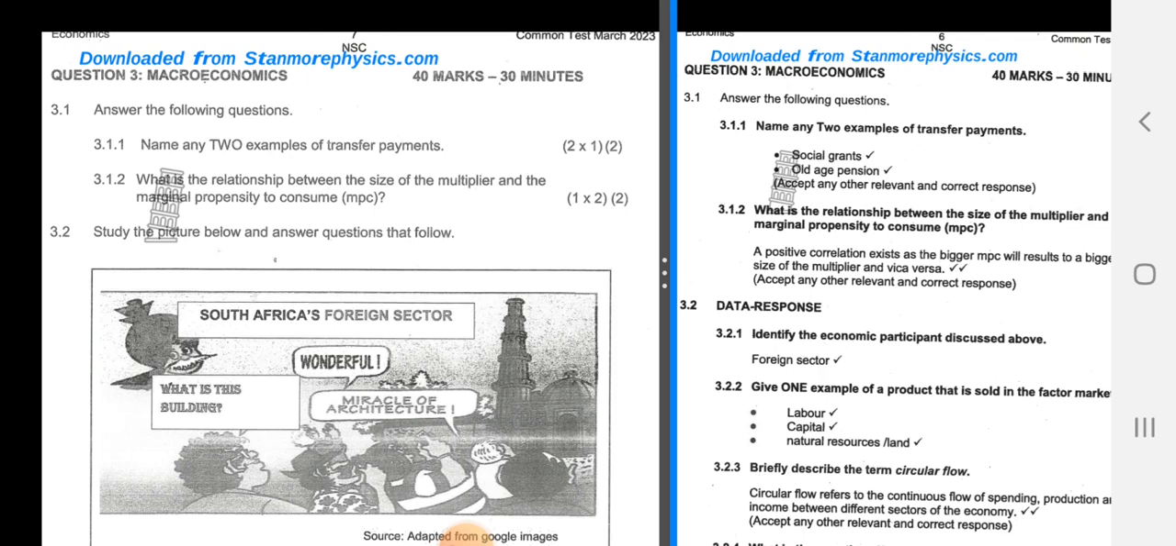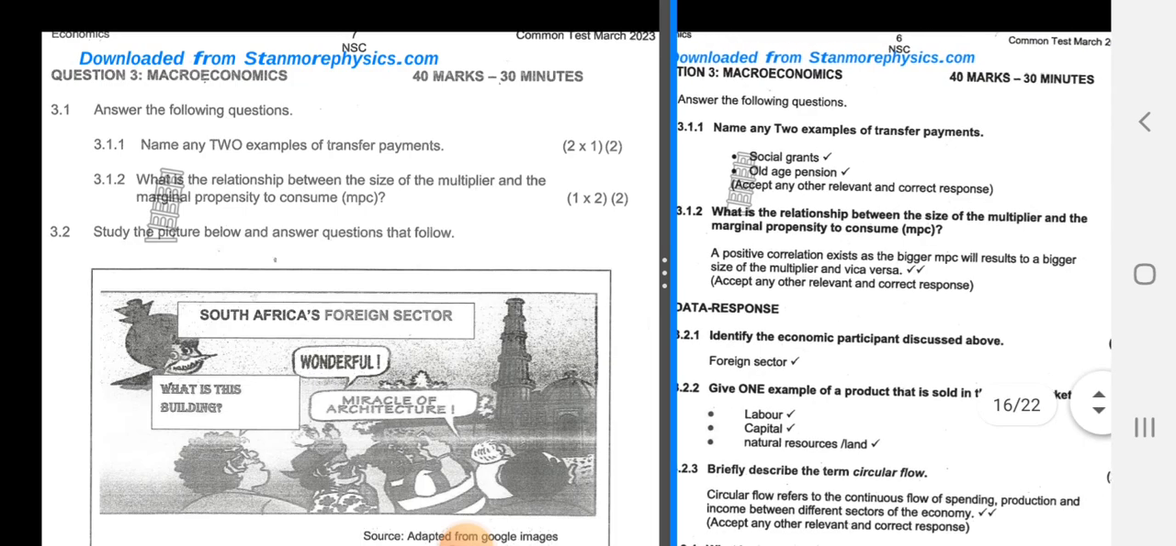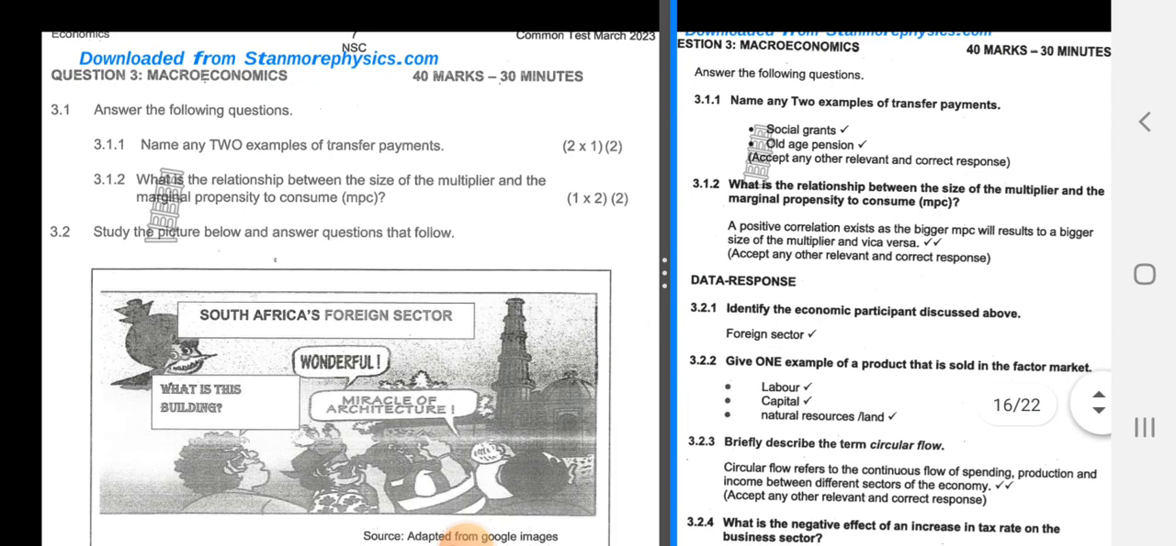Okay. 3.1.2 says, what is the relationship between the size of the multiplier and the marginal propensity to consume? So a positive correlation exists, as a bigger MPC will result in a bigger size of the multiplier and vice versa. Whichever increases, the other increases. If the multiplier increases, the marginal propensity to consume increases, just like that.